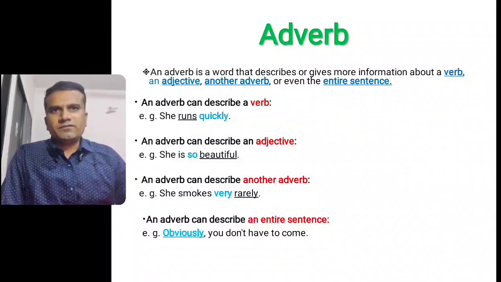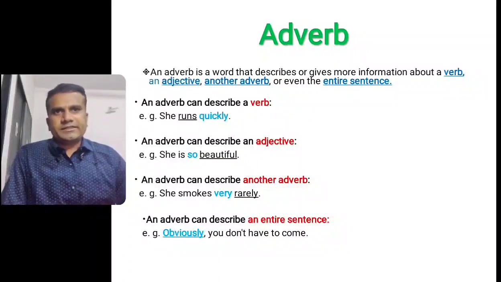Now, I will tell you the definition of an adverb. An adverb is a word that describes or gives more information about a verb, an adjective, another adverb, or even the entire sentence. For example, on the screen, you can see the first example. She runs quickly. In this sentence, verb is runs and quickly is an adverb. In this sentence, an adverb quickly gives more information about the verb runs.